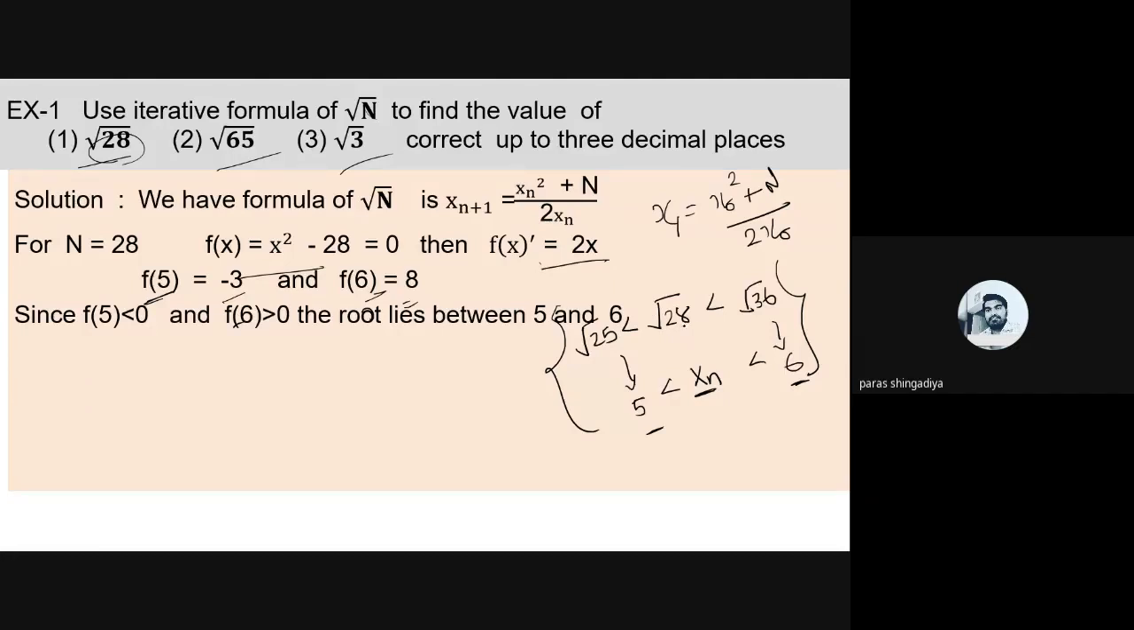Root 28 will lie in between root 25 and root 36. Why 25 and 36? Because their answers have perfect square roots. Okay, perfect root there.